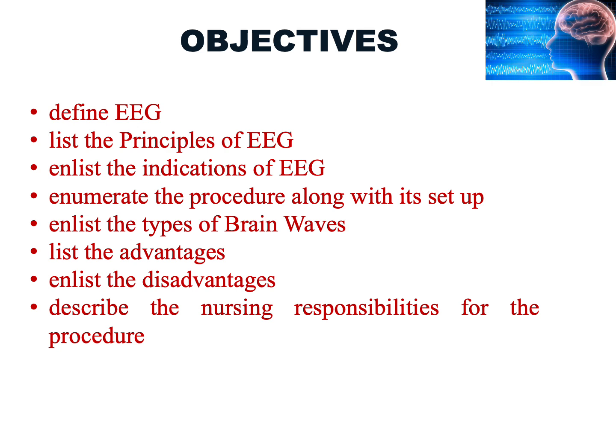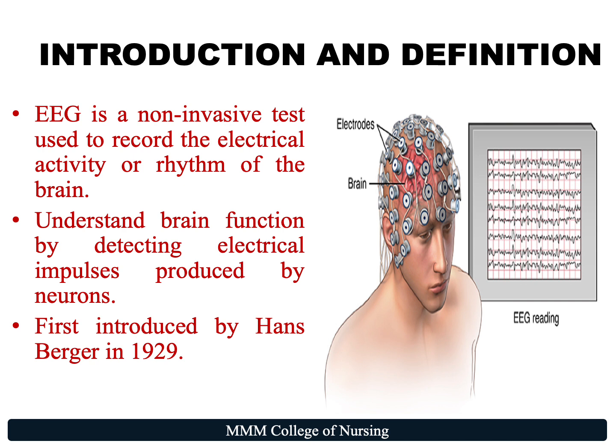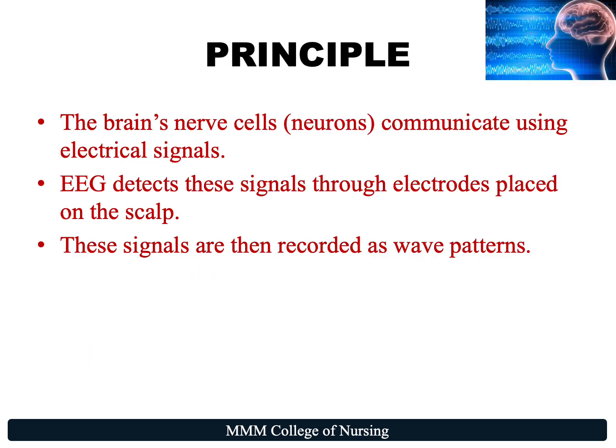The following are the objectives that we'll be addressing in this video. EEG is a non-invasive test used to record the electrical activity or rhythm of the brain. It helps us understand brain function by detecting electrical impulses produced by neurons. This was introduced first by Hans Berger in 1929.